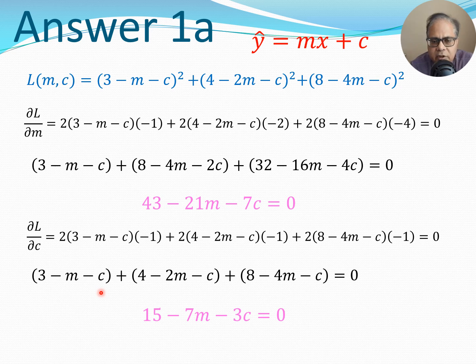Now let's sum all the terms here. So we have 8 plus 4, that is 12, plus 3, 15. We have 15 here. We have 4 plus 2, that is 6, plus 1, 7. So I have 7 here, and here I have c, c and c, so I have 3c here.